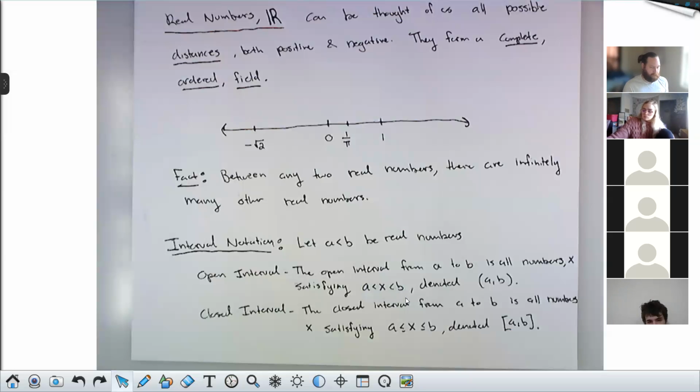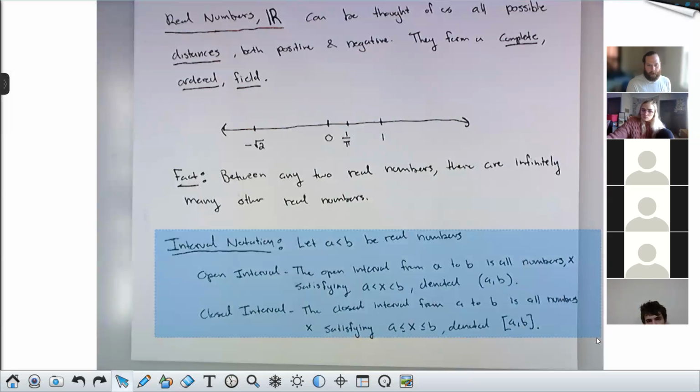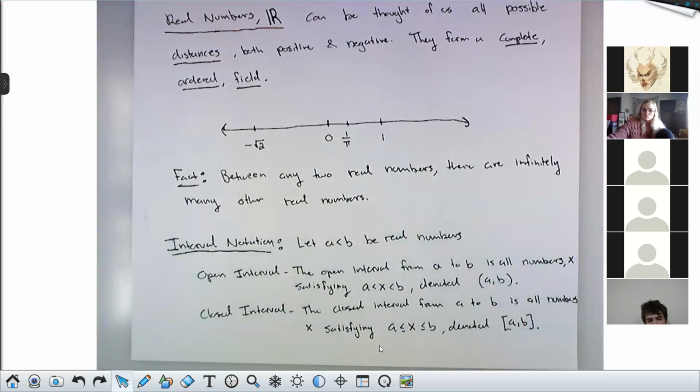Okay, hopefully this is something you've seen before. Interval notation is pretty common in algebra classes, but I just want to make sure we're on the same page notation-wise. Are there any questions about what these intervals are? Or the notation we use to describe them, or the inequalities used to define them? Okay.